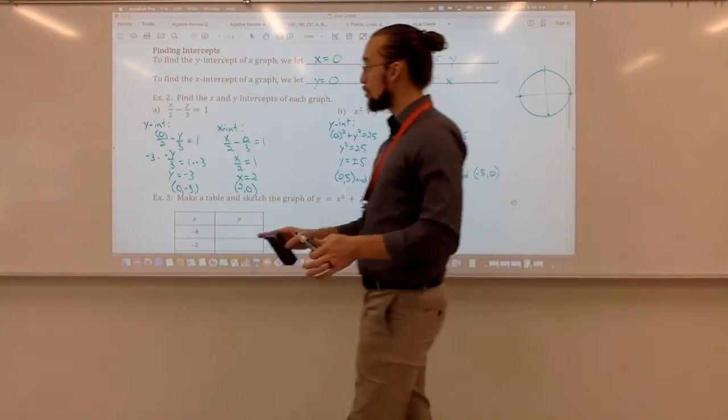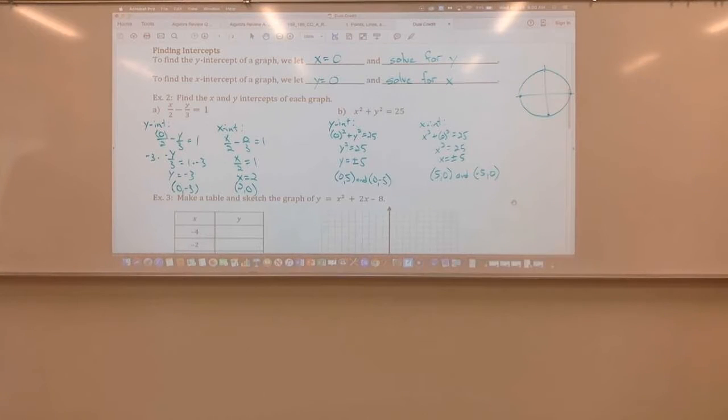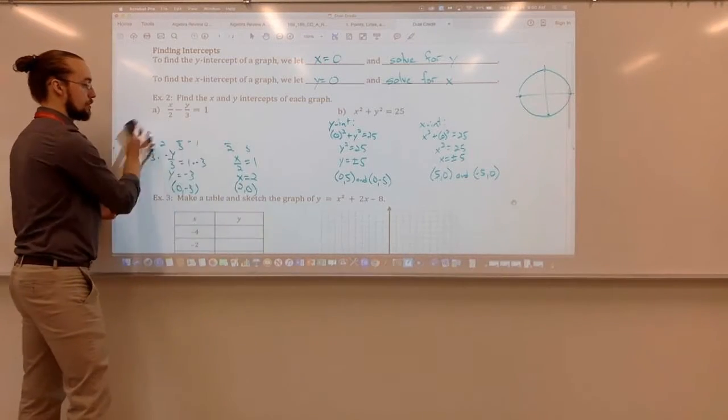Do we feel comfortable with finding x and y intercepts? To find an x-intercept, plug 0 in for y. To find a y-intercept, plug 0 in for x.